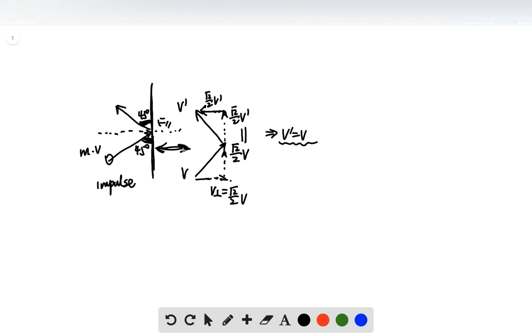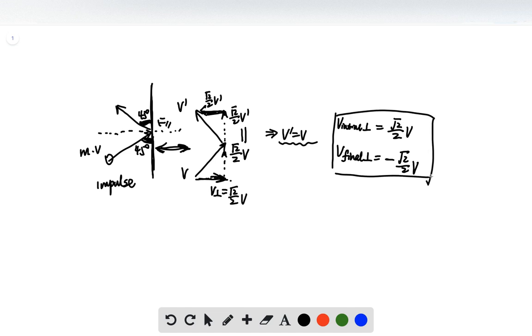So from that, we know that the change of velocity initially in the perpendicular direction is square root 2 over 2 v. And afterwards, it's negative square root 2 over 2 v because it's in the opposite direction. These two are in the opposite direction, but the magnitude does not change. And also, this component is the only change of velocity. So that gives us delta p equals m v final minus m v initial.